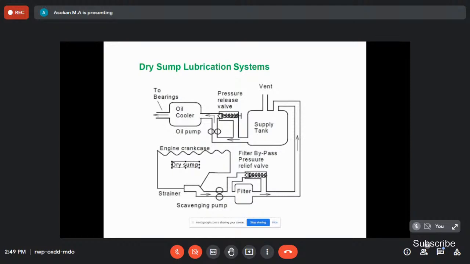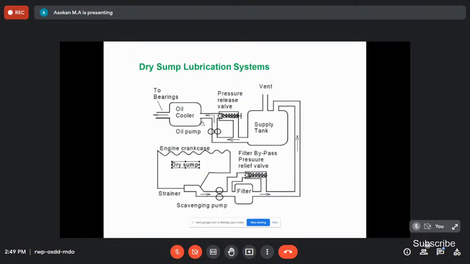The dry sump lubrication system is used for stationary engines. For stationary engines we go for the dry sump lubrication system. There is a dry sump here. The pump takes the lubricating oil, controls the pressure and filters it. Finally, it goes to the day supply tank. From the day supply tank, the pump takes the lubricating oil and supplies it to the engine.